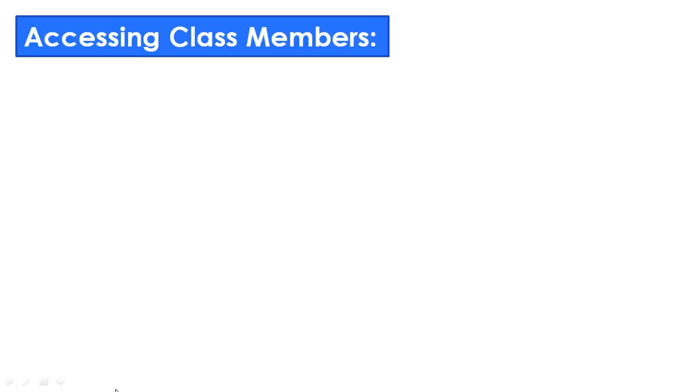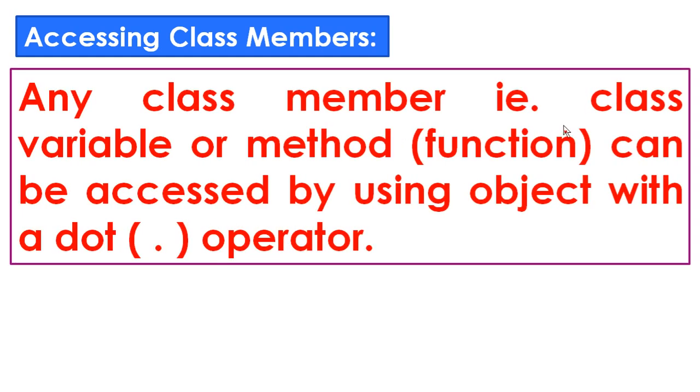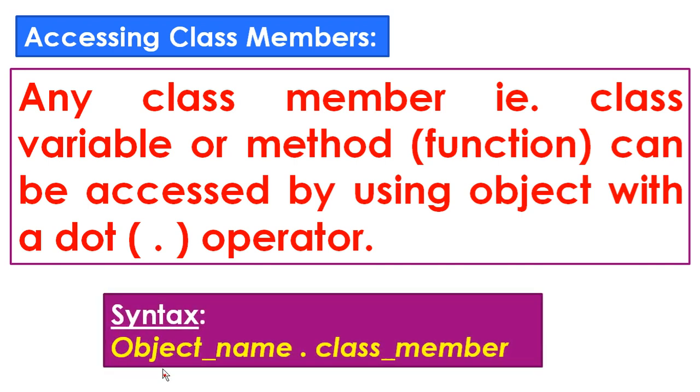Accessing class members. How do you access the class members? There are two class members. One is the class variable, another one is the method. Class variables are class attributes, methods are functions. They can be accessed by using the object with a dot operator. We can access the class members by using the dot operator. Syntax: object name dot class member.